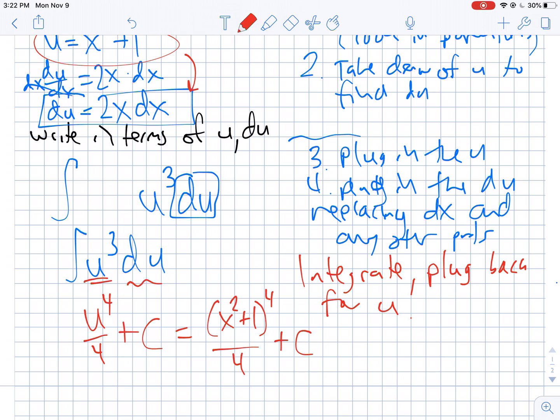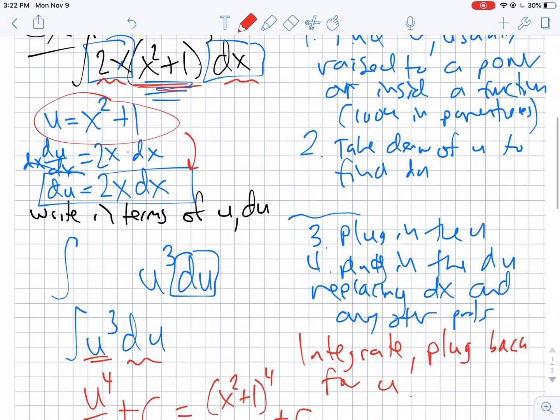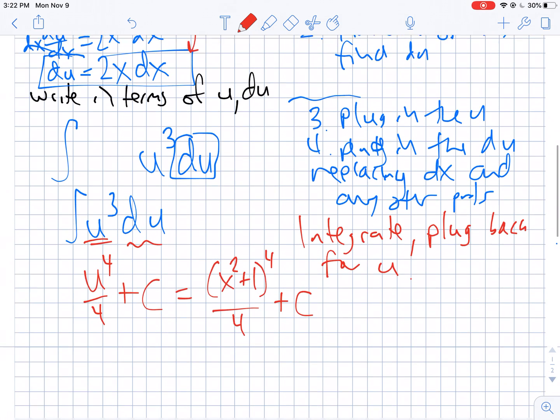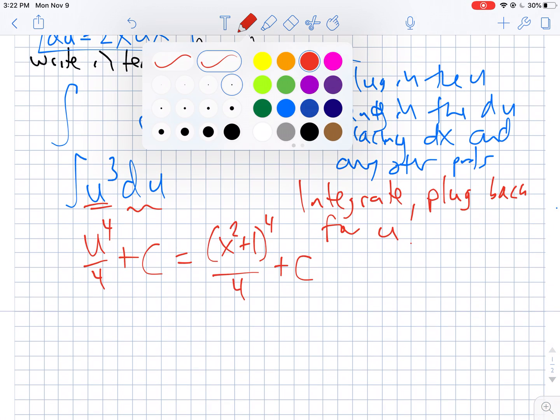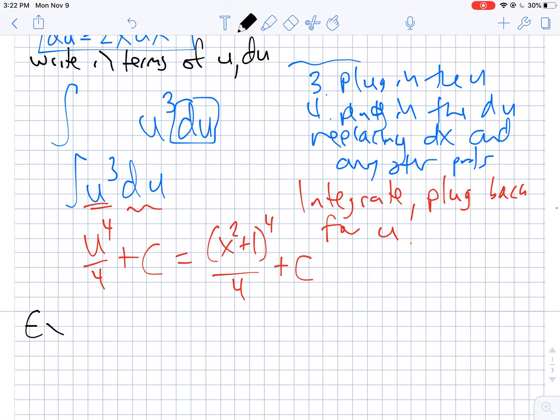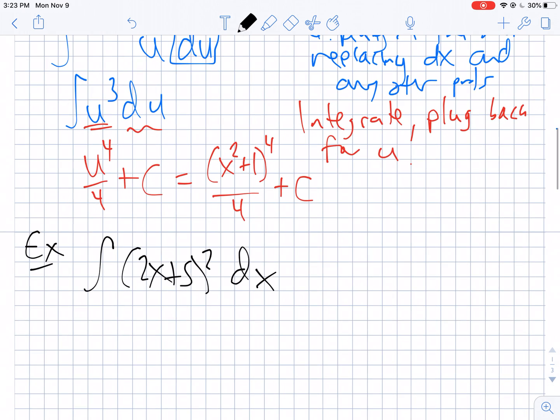I used a u-sub to write it in terms of u, and I took the 2x and dx, that became the du right there. Let's do several more examples, and I think we'll start to see a pattern here. Okay, so suppose now we have to integrate (2x plus 5) squared, and we're going to see another strategy come up.